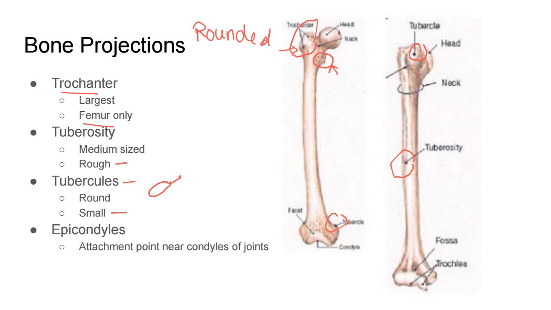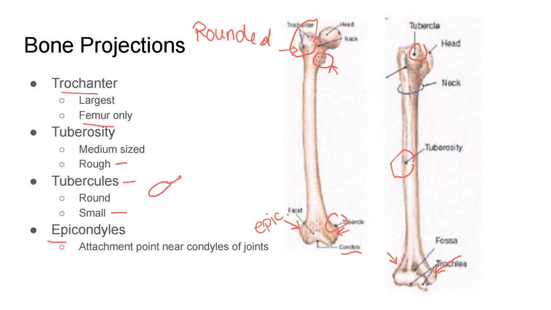And then your epicondyles. Epi means upon or above. These are going to be right near the condyles. For instance, if we look at this femur here, we see these condyles down at the bottom. These bumps right above them, those would be your epicondyles. This is an epicondyle right there. We're going to see these epicondyles near joints, and these allow for attachment.